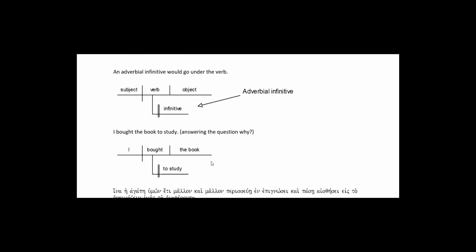item. What if you had an infinitive that was adverbial? It was telling you something about the verb, such as, I bought the book to study, answering the question why. Well, if it's modifying the verb, you stick it under the verb. I bought book, why? To study.